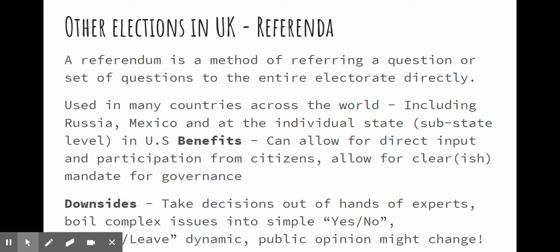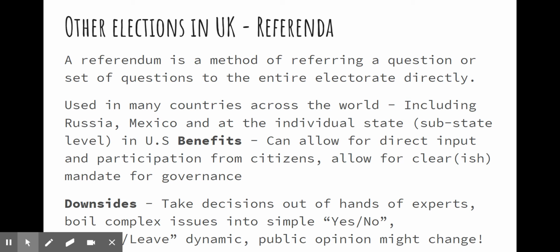So this is used in many countries throughout the world, including some of the AP6 that we talk about. So Russia and Mexico both use referendums or referenda. And then at the sub-state level in the United States, lots of states, including Washington State, will frequently have referendums. So if you think about some of the benefits of this, obviously this allows for direct input and participation from citizens. So citizens get a direct vote on a clear issue. So this allows for a clear mandate for governance.